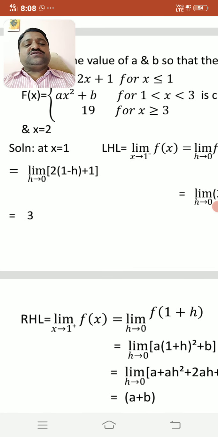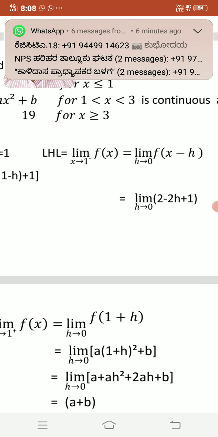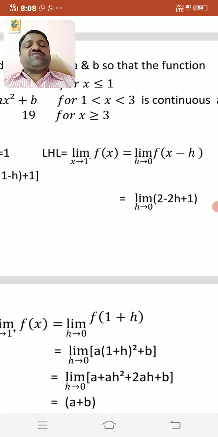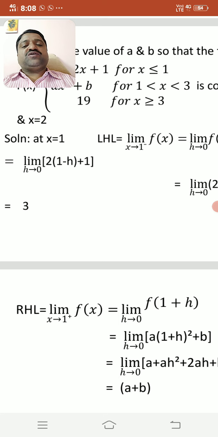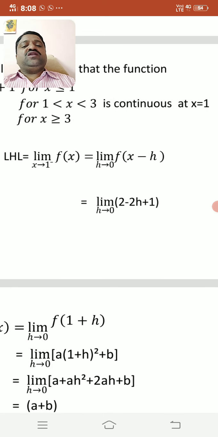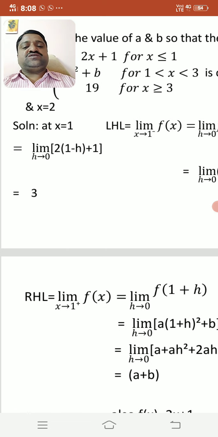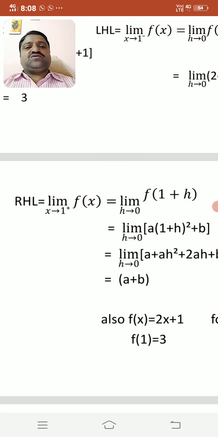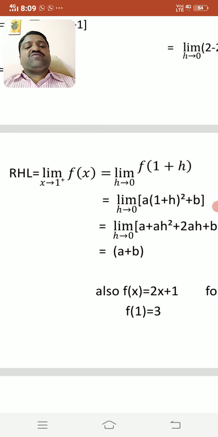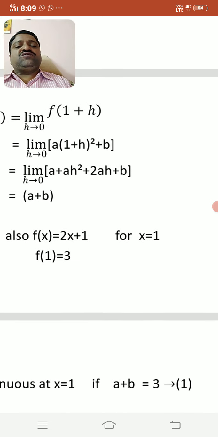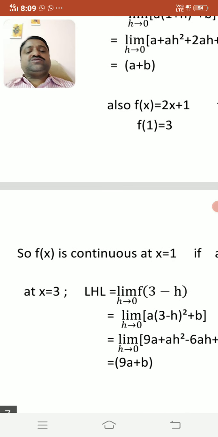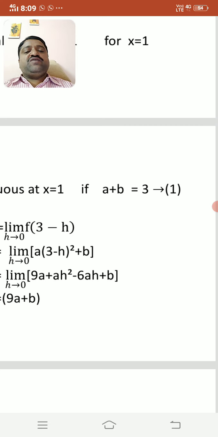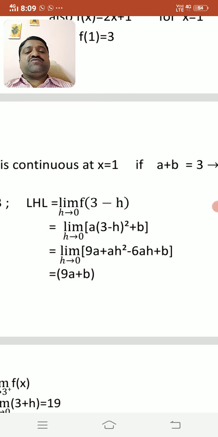Solution. At the point x is equal to 1, LHL is equal to limit of f of x as x tends to 1 minus, is equal to limit of f of 1 minus h as h tends to 0, which is equal to limit of 2 into 1 minus h plus 1 as h tends to 0, is equal to limit of 2 minus 2h plus 1, is equal to 3. RHL is equal to limit of f of x as x tends to 1 plus, is equal to limit of f of 1 plus h as h tends to 0, is equal to a plus b. Also f of 1 is equal to 3. So, f of x is continuous at x is equal to 1 if a plus b is equal to 3. Call it equation number 1.